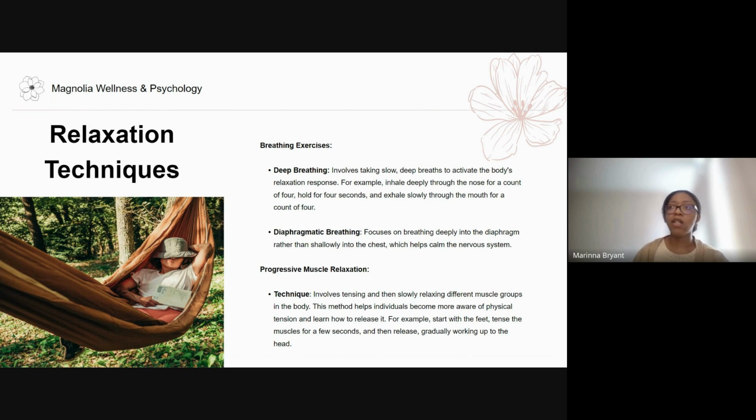Like, you may notice that you have physical tension in your shoulders, or maybe in your gut, or sometimes around your head. It's actually quite interesting where you may hold tension. But one way to help release this tension is you start with the feet, then you tense that muscle for a few seconds and then release. And then you gradually work your way up from the feet to the head.